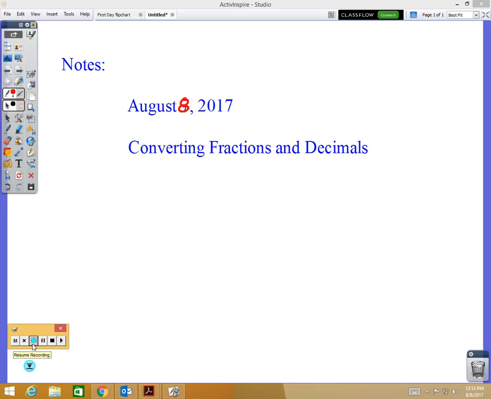Converting fractions and decimals. What we're preparing ourselves for is to be able to compare real numbers, which would include rational and irrational numbers, and to order and plot. And what I mean by ordering is putting from least to greatest, and plotting is putting on a number line, being able to order and plot real numbers.